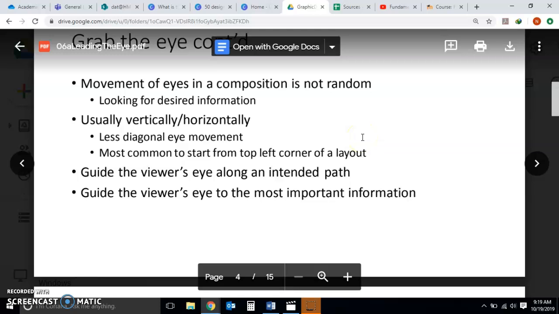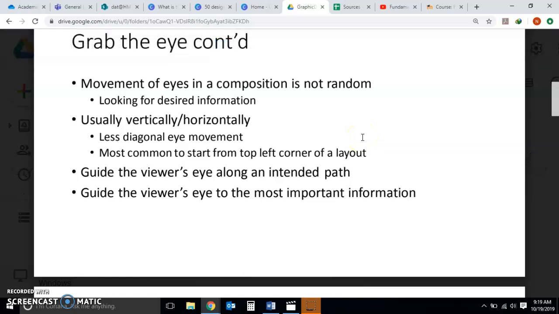So usually vertically, horizontally, we are humans, so we're used to these straight lines, and in terms of our eye movements as well, it is disciplined or trained to do this first, vertical and horizontal. Apparently vertical has more weight as opposed to horizontal, right? And there's less diagonal eye movement. It is most common to start from the top left corner. Again, it is due to our discipline that we read Romanic characters, right?